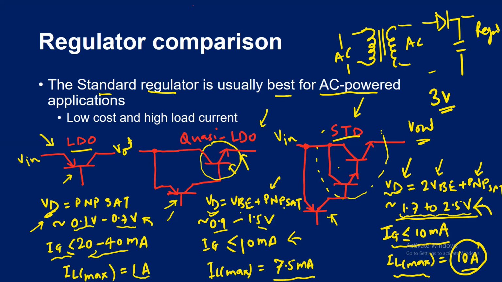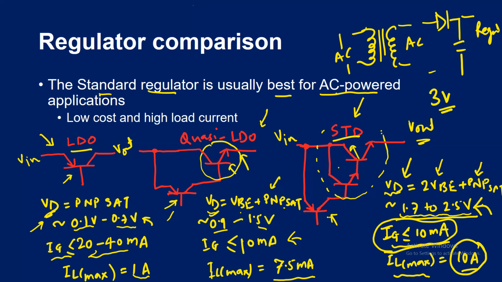And in this type of regulator, the dropout voltage can be more than 2.5 volt as well, up to 3 volt, for example. So in such case, standard regulators are actually more efficient than the LDO, because the standard regulators have less internal power dissipation, because their ground pin current is less than the LDO. You see the comparison here.